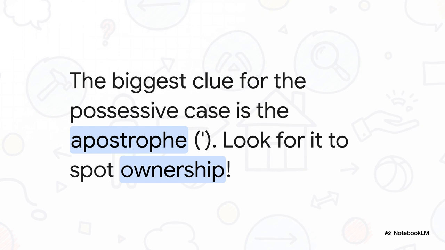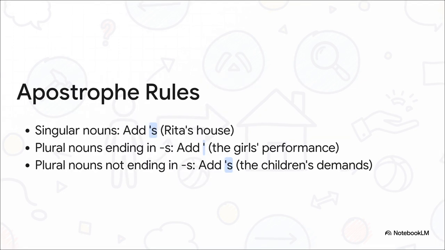And get this. This case comes with a super clue that practically screams at you from the page. All you have to do is look for the apostrophe. That little floating comma is your giant signal that a noun is showing ownership. So, how do we use this clue? It's pretty straightforward. If there's just one owner, you add an apostrophe and an S, like in Rita's house. Now, if you have a bunch of owners and the word already ends in S, like girls, you just stick the apostrophe on the end, like in the girls' performance. And finally, if you have many owners, but the word doesn't end in S, like children, you just add an apostrophe S, like in the children's demands.